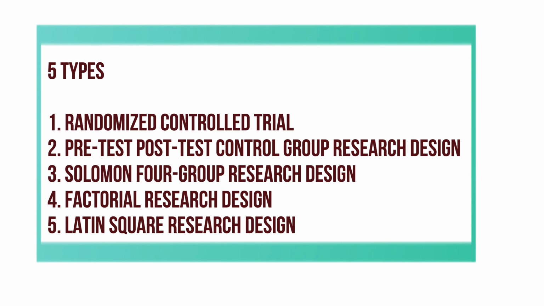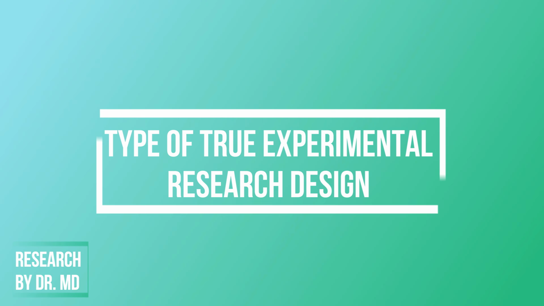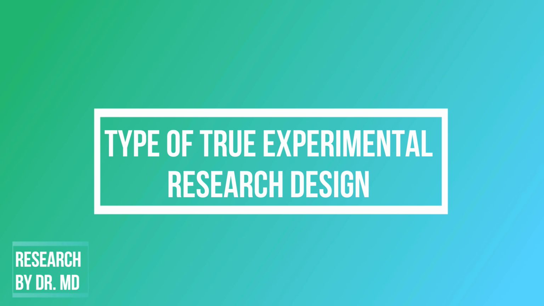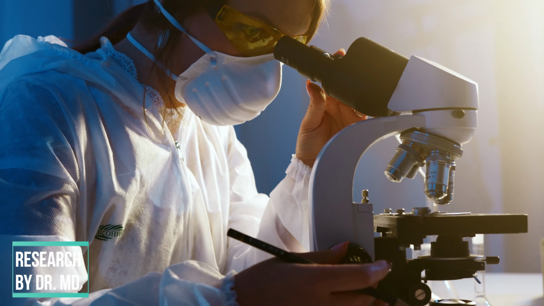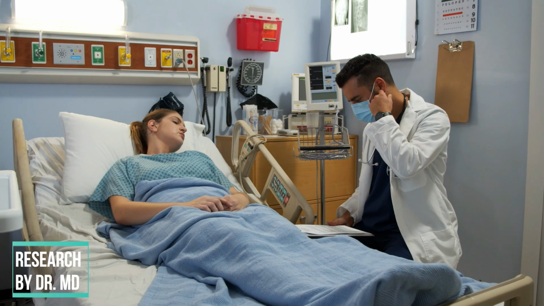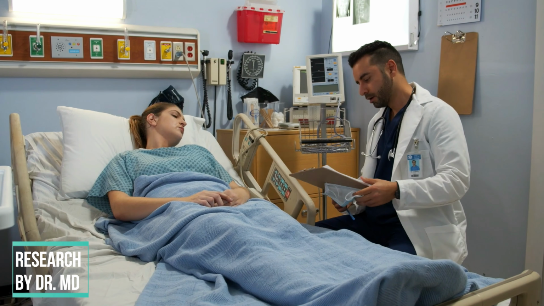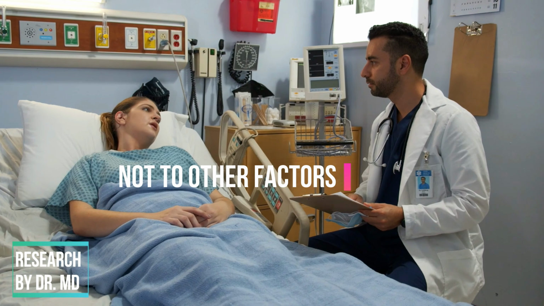There are 5 types of true experimental research designs. Let us understand each of these in detail. 1. Randomized controlled trial. A randomized controlled trial (RCT) is a type of true experimental research design used to test the effectiveness of a treatment or intervention by randomly assigning participants to different groups. This helps ensure that any observed effects can be attributed to the treatment itself and not to other factors.